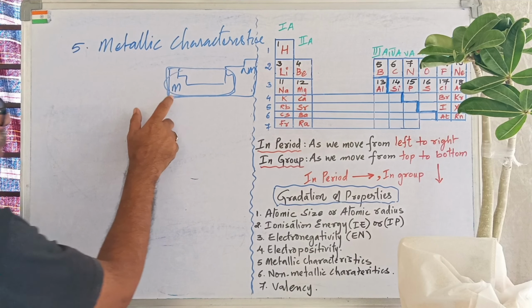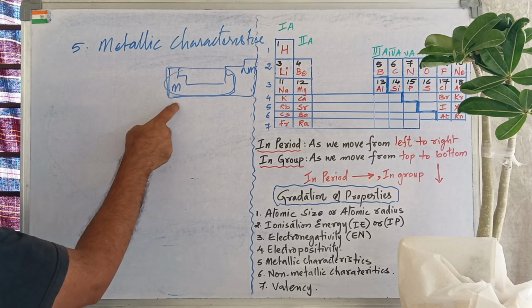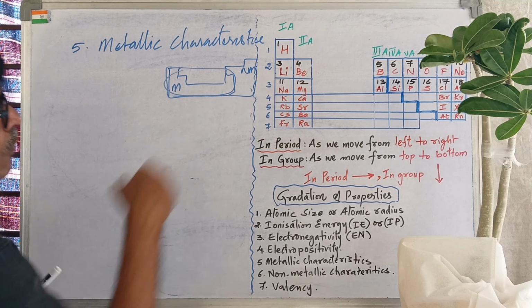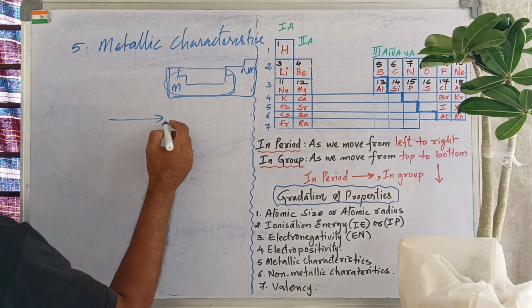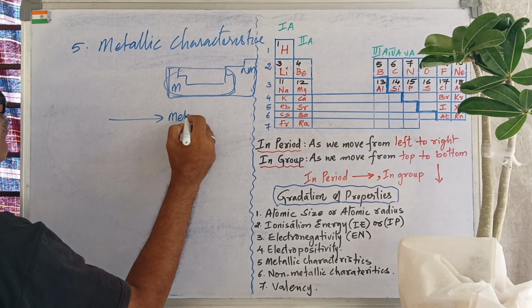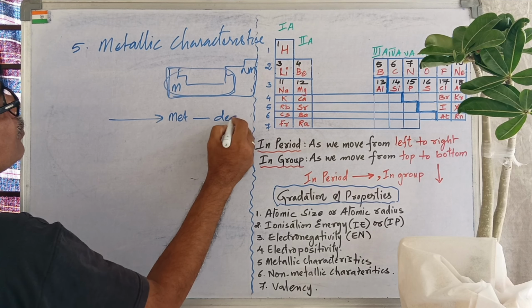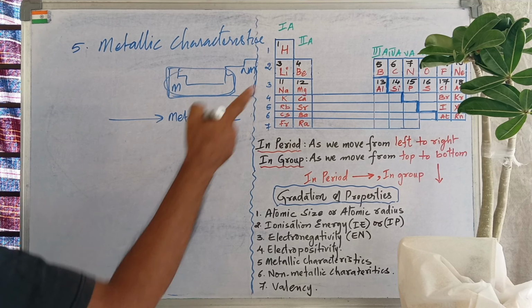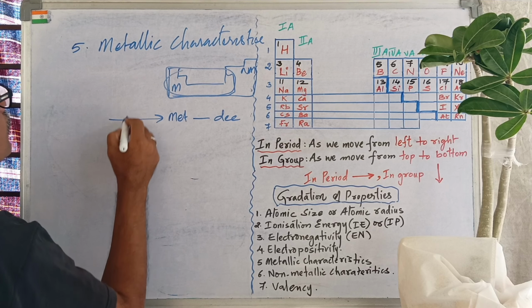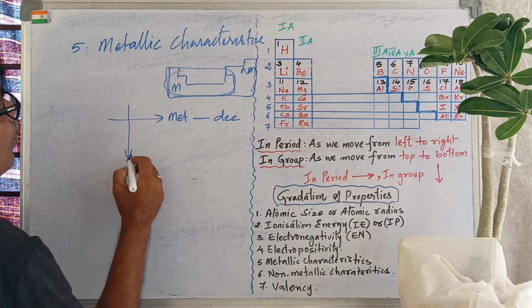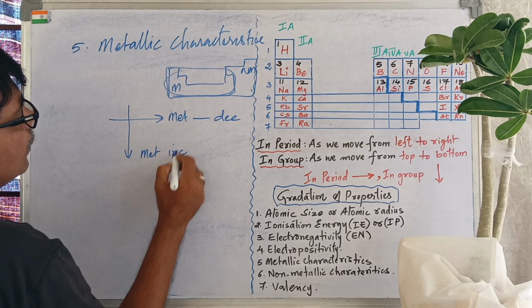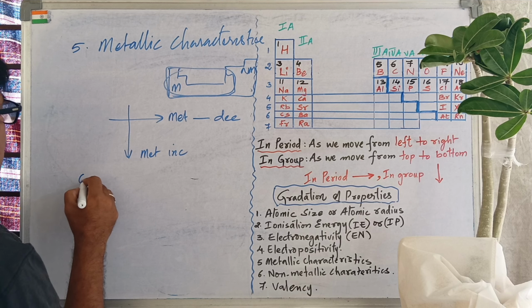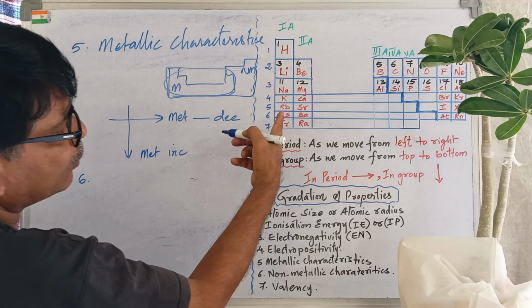So metals you find this side, right? When you go that side, will you find any metal that side? No, no. So in a period, as we move from left to right, automatically your metallic characteristic, what happens? Decreases, because you don't find metals on the right side. So in the same manner, when we move top to bottom, what happens? Metallic characteristic increases.